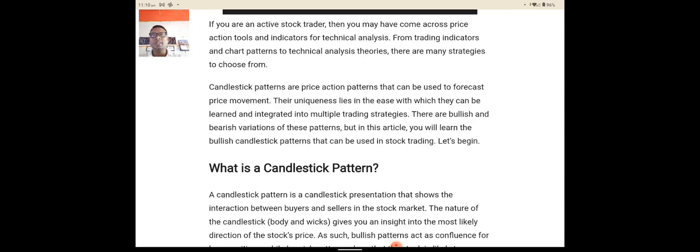There are bullish and bearish variations of these patterns, but in this article you will learn the bullish candlestick patterns that can be used in stock trading.